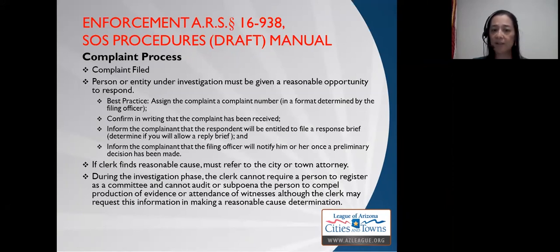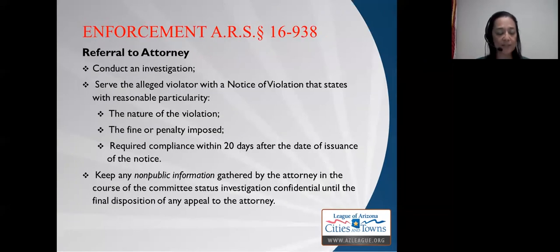Basically, it's really voluntary. You're asking them to respond to this complaint, but it's really up to them how much information they want to give you. Hopefully it's enough so that you can dismiss it, but you cannot compel them. When it's referred to an attorney, essentially they'll conduct the investigation, and they'll do the notice of violation.